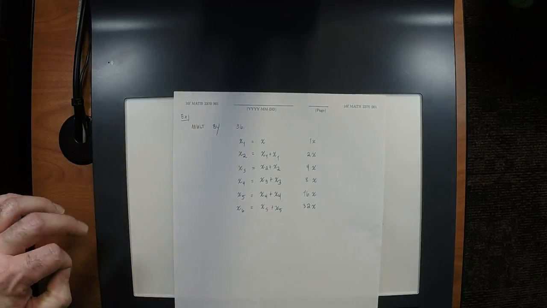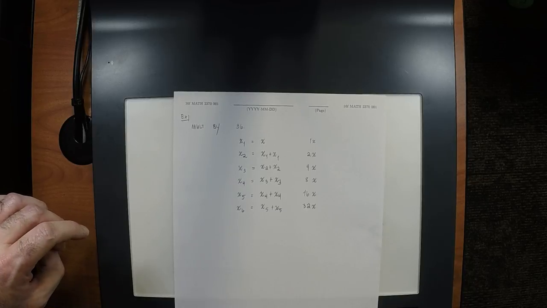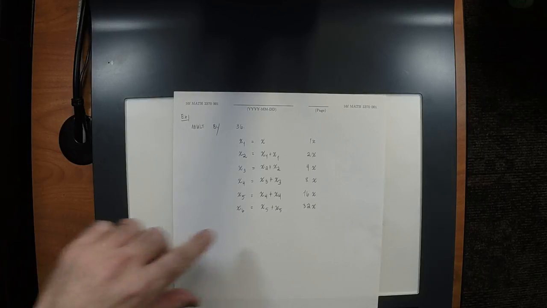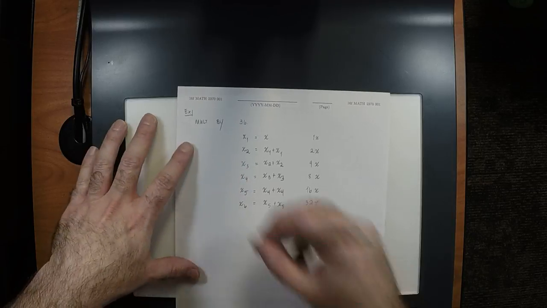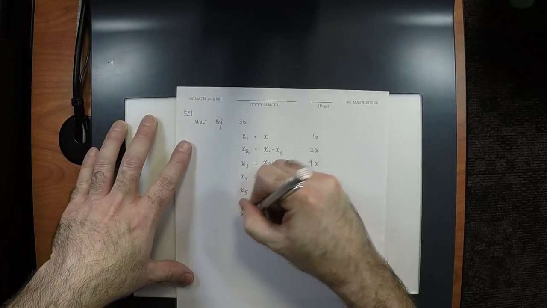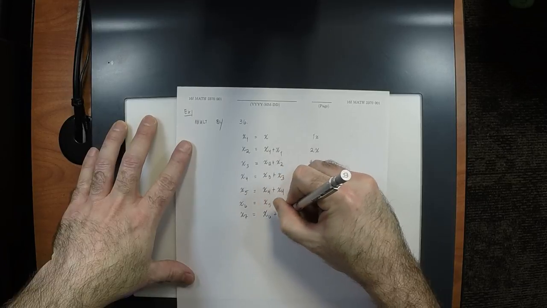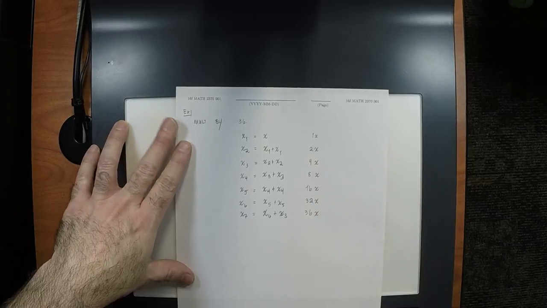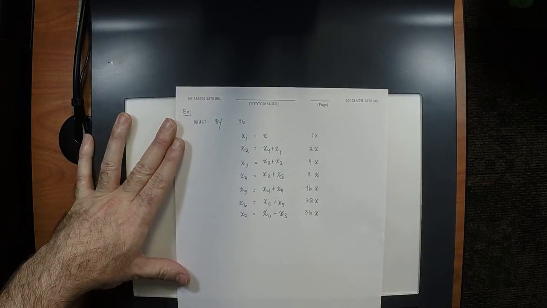Because isn't 36x 32x plus 4x? Yes? So x7 equals x6 plus x3? Yeah. And so that'd be 36x. And so how many? Well, so we used six pluses to get that done. We used six of them.